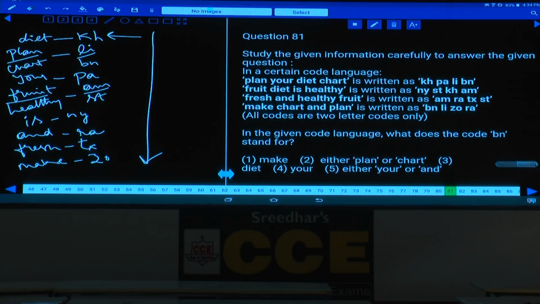And question number 80 first. Bn stands for either plan or thought. Bn stands for either plan or thought, choice 2.